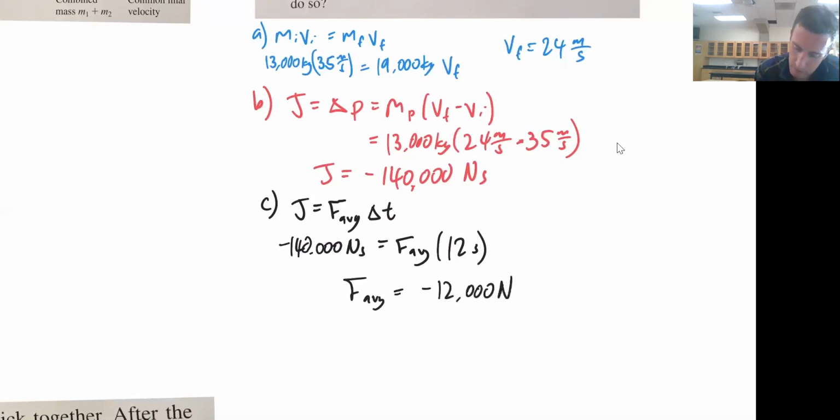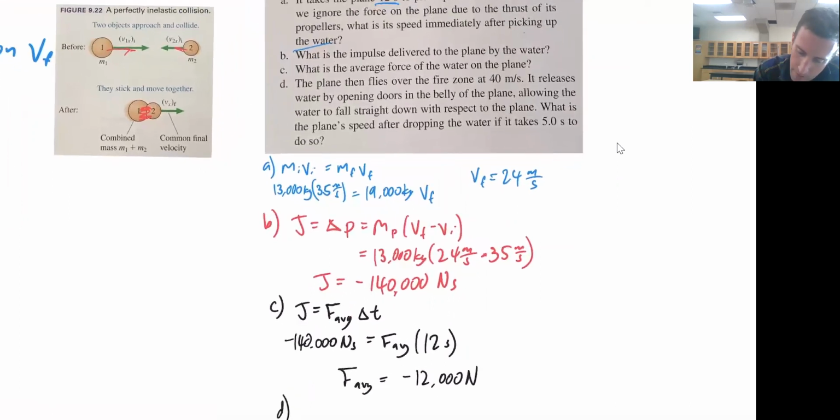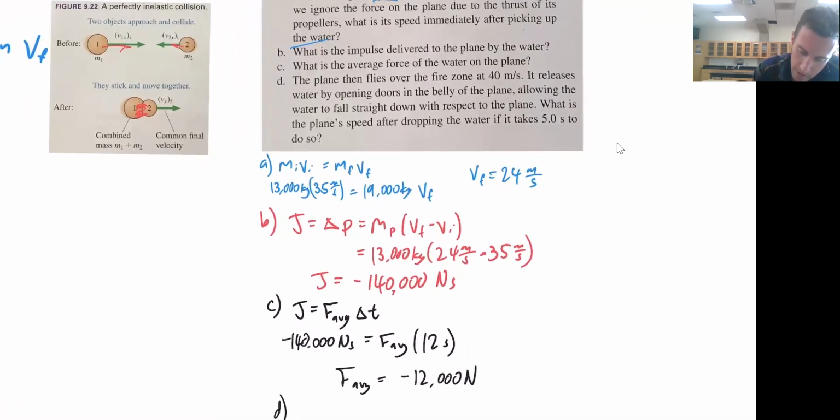Okay. And then finally, part D, the plane then flies over the fire zone at 40 meters per second. It releases water by opening doors in the belly of the plane, allowing the water to fall straight down with respect to the plane. What is the plane's speed after dropping the water if it takes 5 seconds to do so? Oh, okay, it's another change of momentum one, right? So the horizontal momentum, oh, you know what? This is going to be tricky.